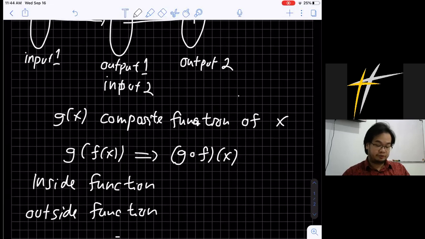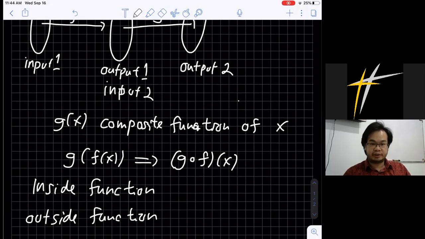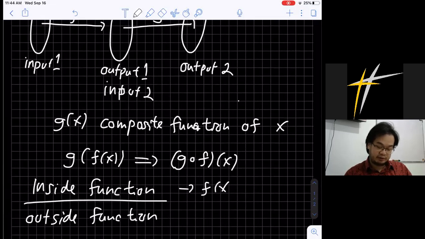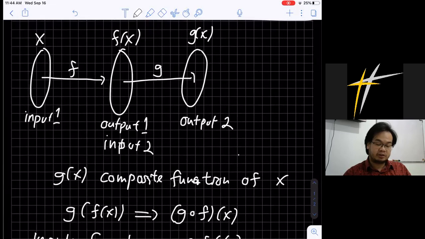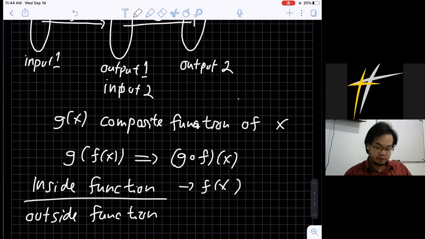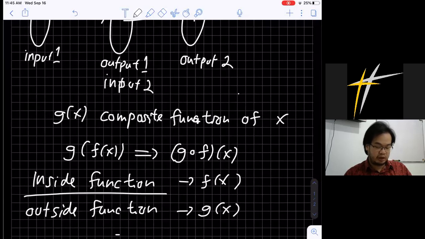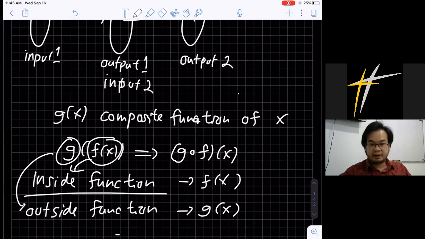The first function, the function that is used for the first process, is called the inside function. So in this case, f(x) is the inside function, and the outside function is the function that is used for the next process, which is the second function. So in this case, g(x) is the outside function. If you can see here, f(x) is inside, g(x) is outside. That's how you determine which is the inside function and which is the outside function. The function that is processed first is f(x), the inside, and then the output is used as the input of the outside function.